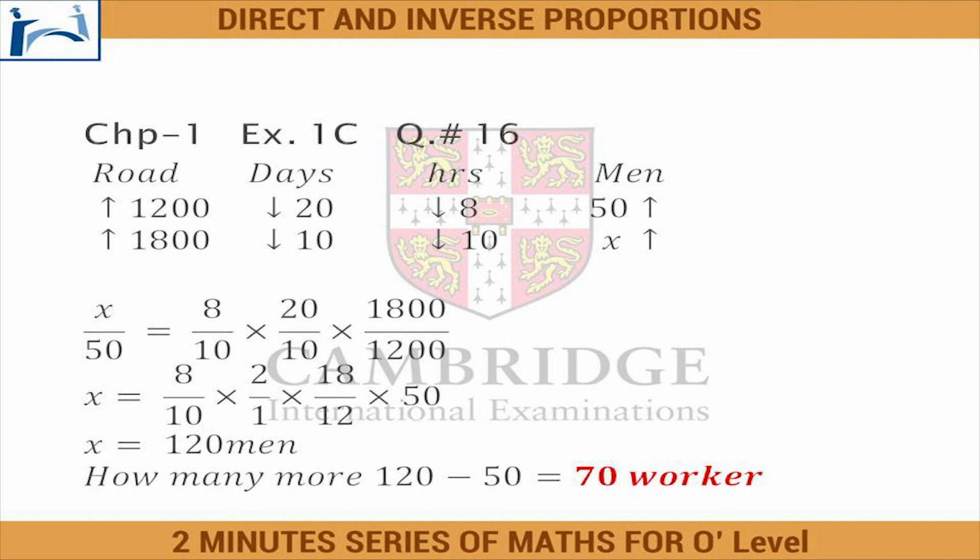We put x. Now we put an arrow on men and we check road and men are directly proportional, days and men are inversely proportional, working hours and men are inversely proportional. Now we employ the tail overhead rule, x over 50 equals 8 over 10, 20 over 10, 1800 over 1200, and we simplify and multiply by 50 on the right hand side. We get x equals 120 men. How many more men are there? 120 minus 50 equals 70 workers.